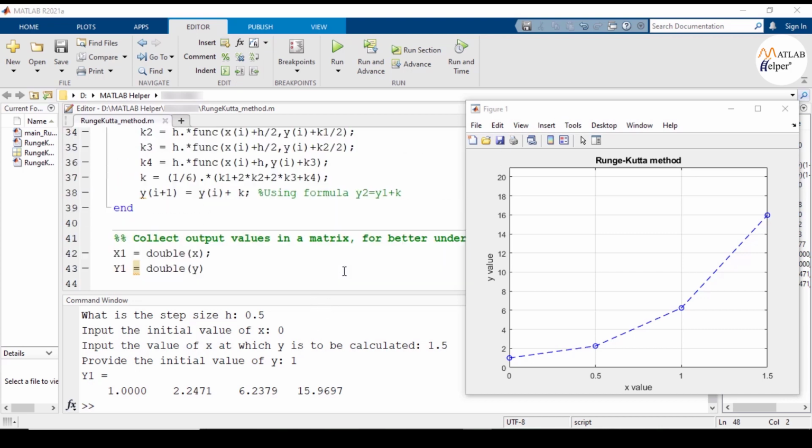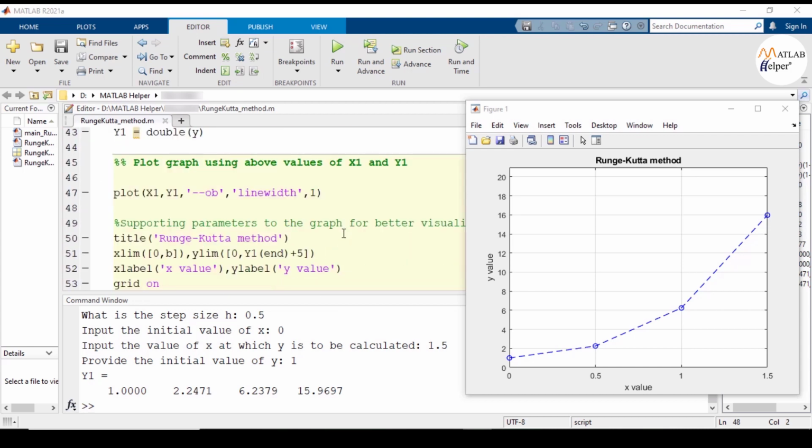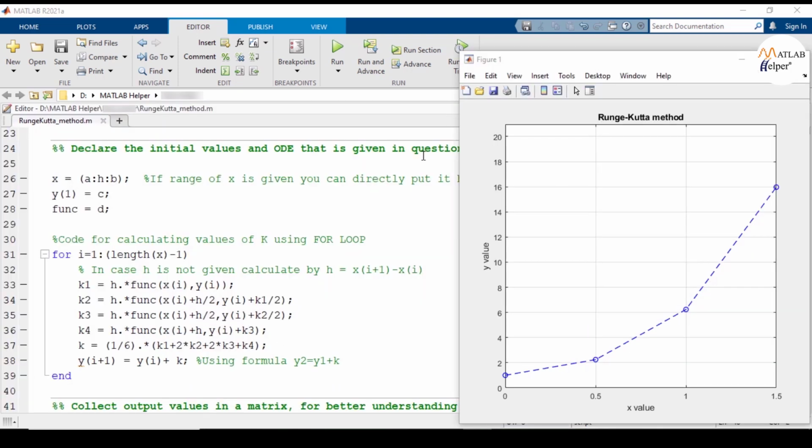You can use this program to test different values of h, x and y as per the equation that is given in the question.